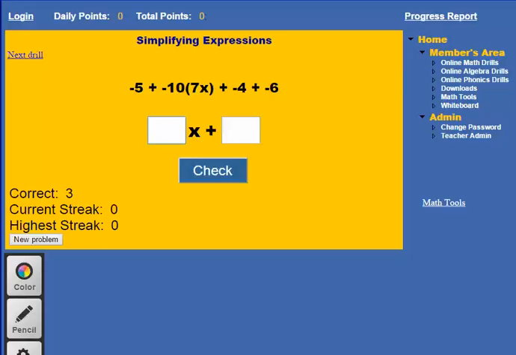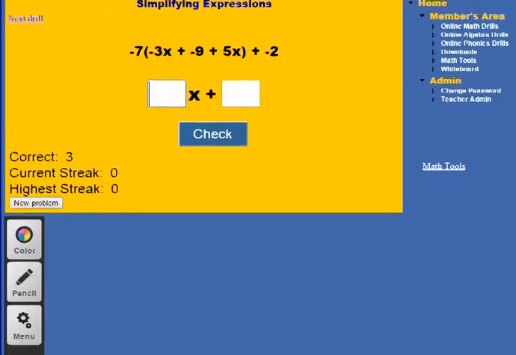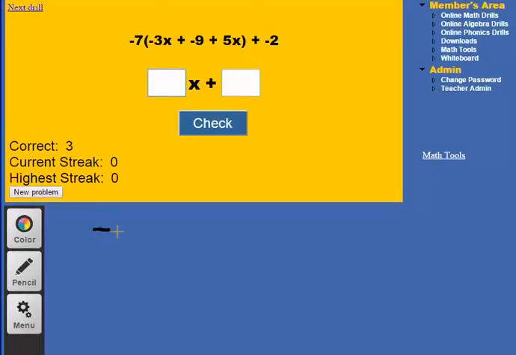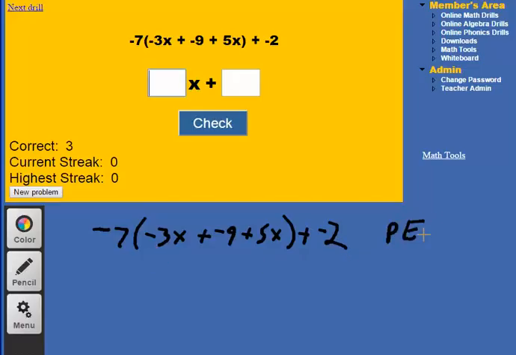All right, let me find one more. Pause. All right, here's another kind that's on here. So same thing. So we could do two things here. So negative 7 times negative 3x plus negative 9, plus 5x plus negative 2. We could, and because of PEMDAS, we probably should do what's inside the parentheses first and simplify that. Or we could just go ahead and distribute. It won't matter. Let's go ahead and simplify it.